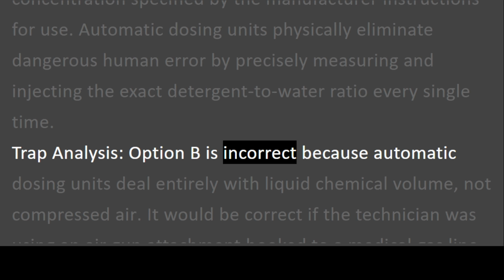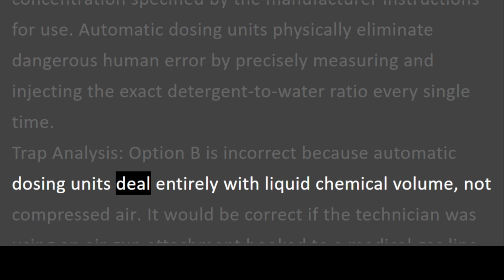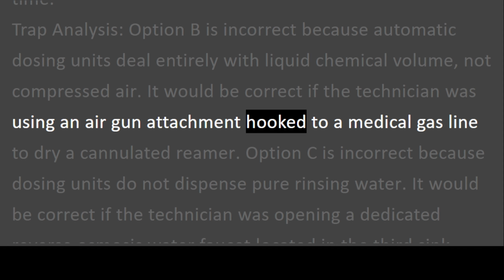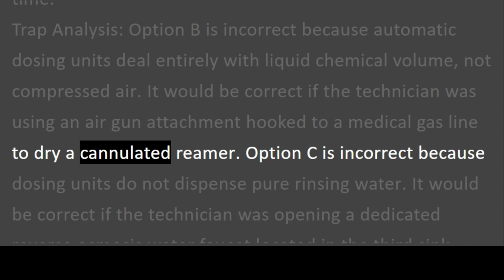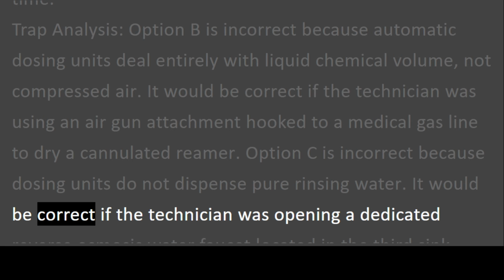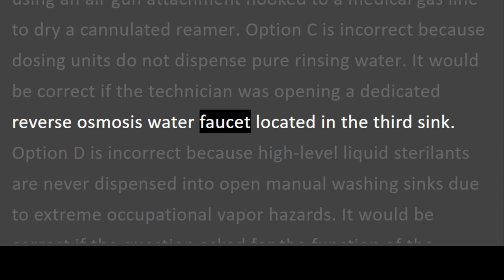Option B is incorrect because automatic dosing units deal entirely with liquid chemical volume, not compressed air. It would be correct if the technician was using an air gun attachment hooked to a medical gas line to dry a cannulated reamer. Option C is incorrect because dosing units do not dispense pure rinsing water. It would be correct if the technician was opening a dedicated reverse osmosis water faucet located in the third sink.